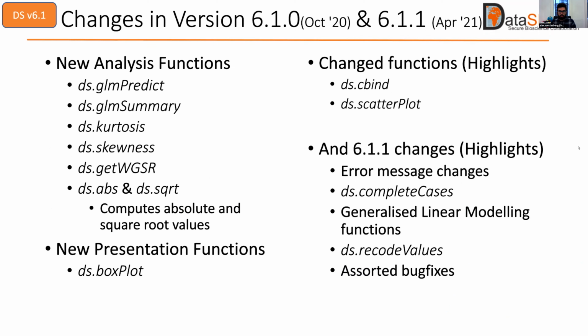Version 6.1 is the left column. There are quite a few new functions and presentation functions. I'll just quickly highlight ds abs and ds square root: the absolute of a numerical vector, and likewise the square root of one. Because they're quite simple and simulate what happens with the base R absolute and square root commands, I'm just covering them now, but we won't go in depth into them.